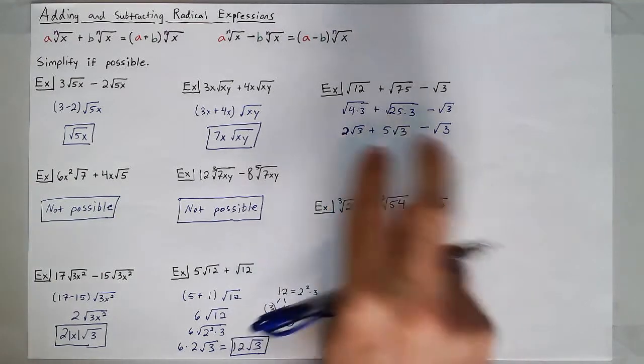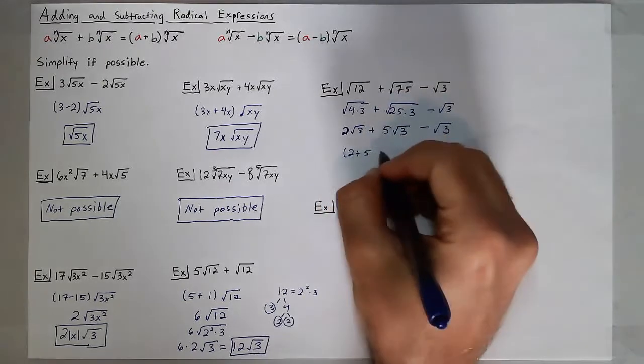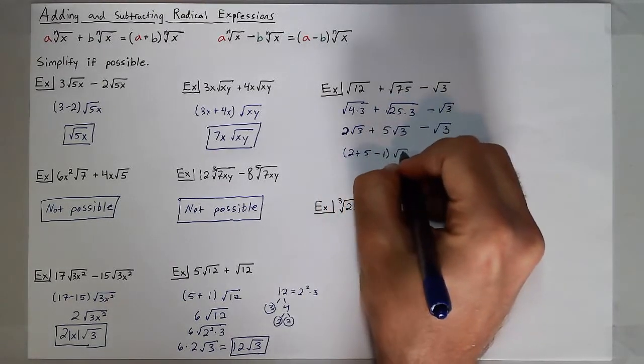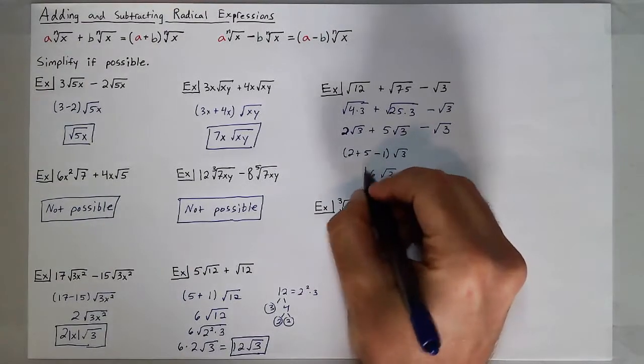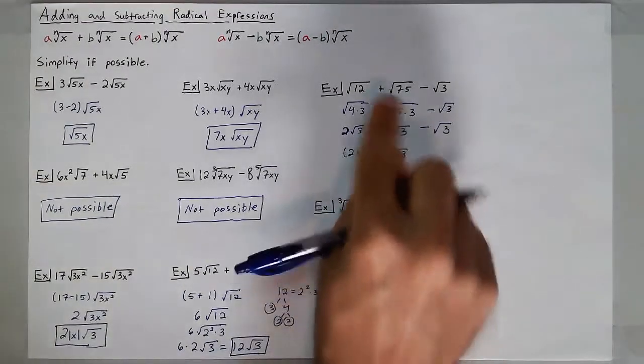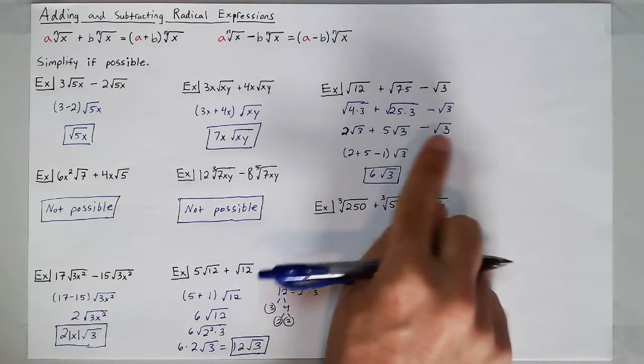So what I can do is combine them all now, and that gives me 2 plus 5 minus 1 square roots of 3, which is 7 minus 1, give me 6 square roots of 3. So sometimes initially you can't combine them, but once you simplify, you can notice that they can all be combined.